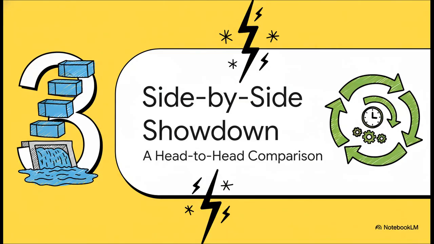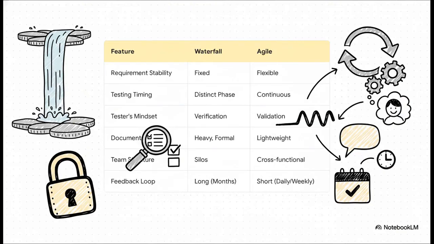All right, so we've explored both worlds. Now for the fun part. Let's put them side by side and really see how they stack up against each other. This table basically tells the whole story. Just look at the mindset, right? Waterfall is all about verification. Does this thing match the document? But Agile is about validation. Does this thing actually solve the user's problem? And the feedback loop. We're talking months in Waterfall versus days or maybe weeks in Agile. This right here is your cheat sheet. If you remember anything, remember this. Waterfall is about control, and Agile is all about collaboration.